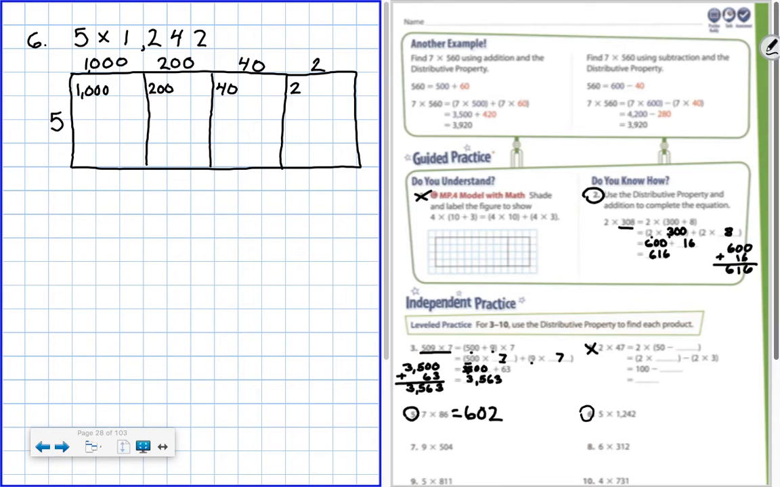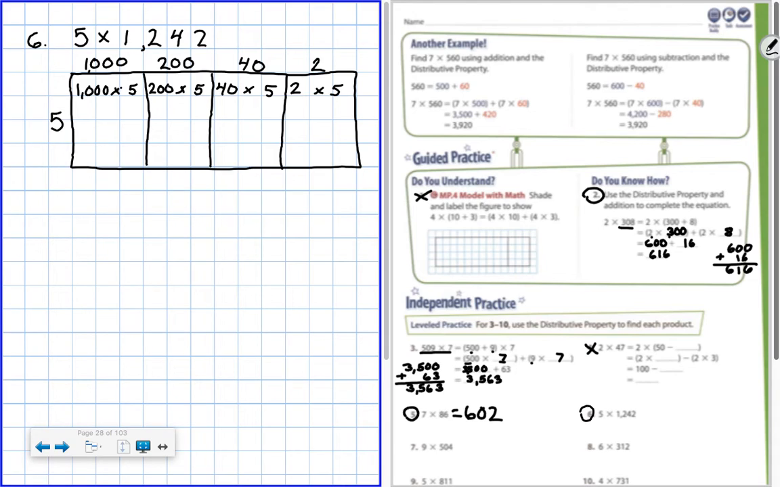After you bring everything down, then you bring it all over. Take the 5, bring it over into every single box. And within your boxes, you just created 4 smaller multiplication equations. Now that you have those 4 equations, we're going to multiply piece by piece by piece.